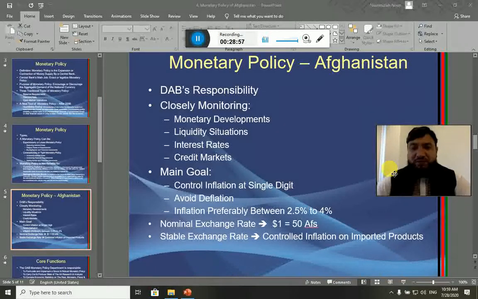The main goal of the monetary policy of Afghanistan is to control inflation at a single digit, meaning from 1 to 9, right? Not more than 9. Avoid deflation. Do not leave inflation to become 0 or below 0. And maintain inflation between 2.5% to 4%. And maintain the nominal exchange rate of the Afghani, which is $1 to 50 Afghanis. To stabilize the exchange rate, and to control inflation on imported products. So that's the main job of Afghanistan's monetary policy in the central bank.